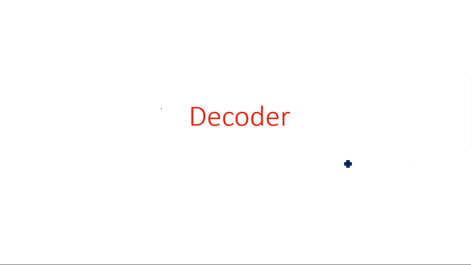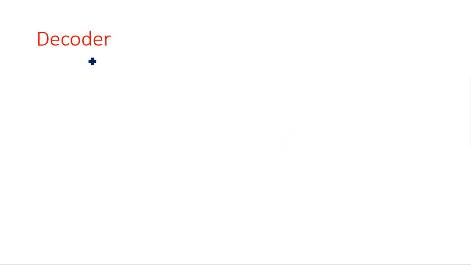Hi everyone. In this video I am going to introduce a logic circuit called a decoder. A decoder is the opposite action of the encoder, which we have seen in the previous 4 to 5 videos.